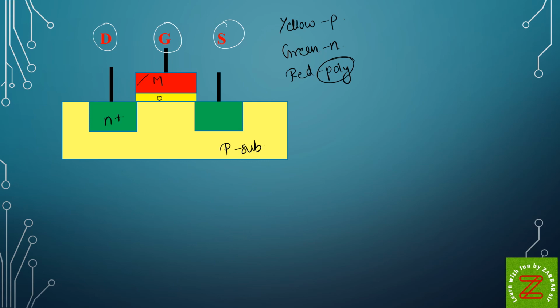This is my n plus diffusion. Now we are aware that if this is my n plus diffusion, it is nothing but my NMOS. So the diagram which I have drawn over here is NMOS. So this is your NMOS.